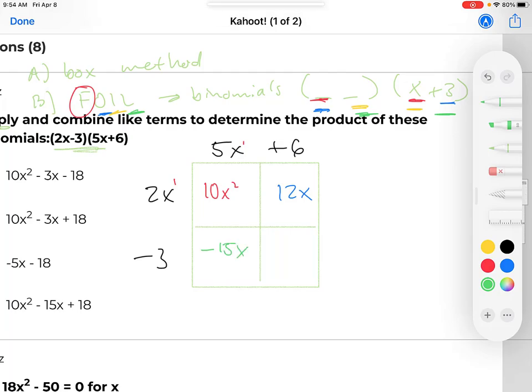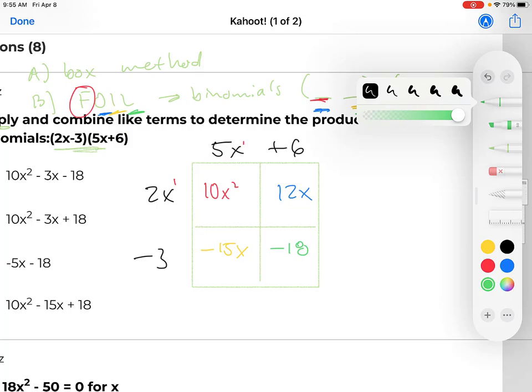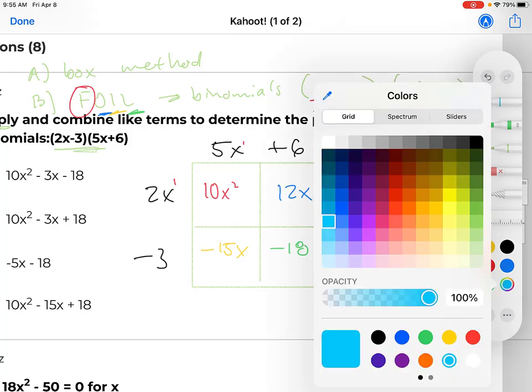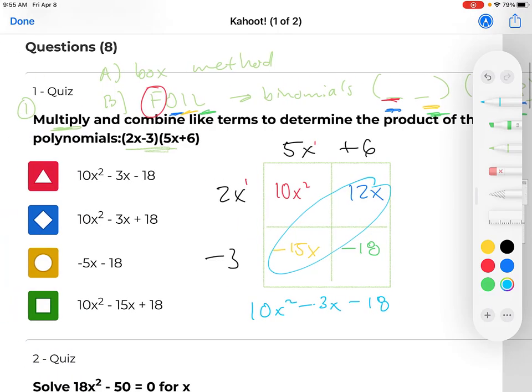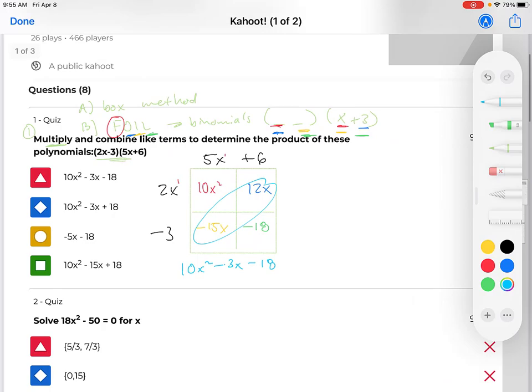And then, that was supposed to be yellow. And then the last terms are negative 3 times 6, which is negative 18. I'm going to go ahead and combine like terms. So 10x squared minus 3x minus 18. You can currently see the answers on the far right.